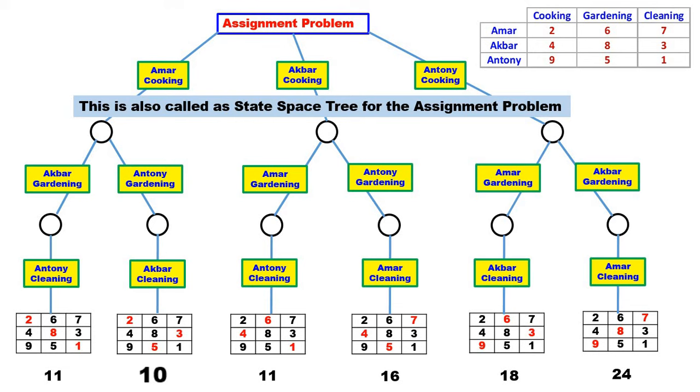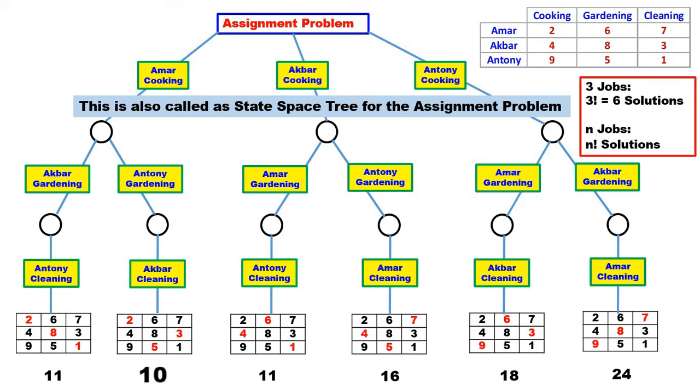This is also called as state space tree for the assignment problem. State space tree means all the possible solutions for the assignment problem. But carefully understand here, we had 3 jobs, 3 factorial is 6 solutions. When there are n number of jobs, we have n factorial solutions. Just imagine, when 10 jobs are there, you have 10 factorial solutions. And 10 factorial solutions is quite huge. It is exhaustive. Can you find out all the possible solutions, 10 factorial solutions, and find the best of them? No, that will take too much time and too much effort. No, that is not possible.